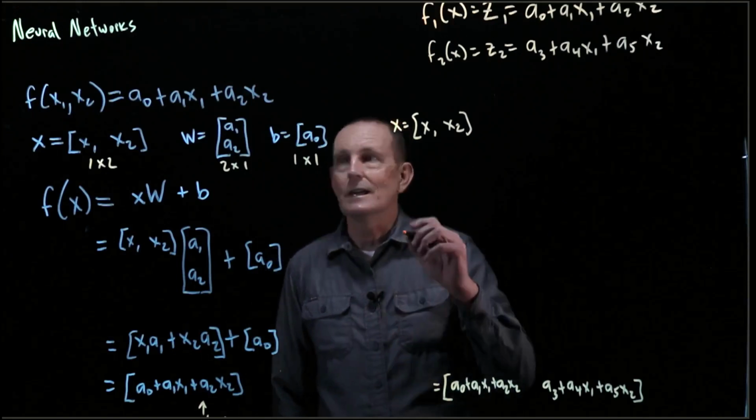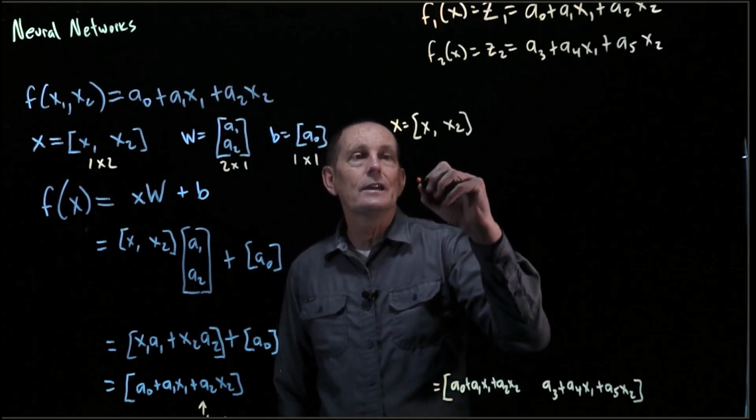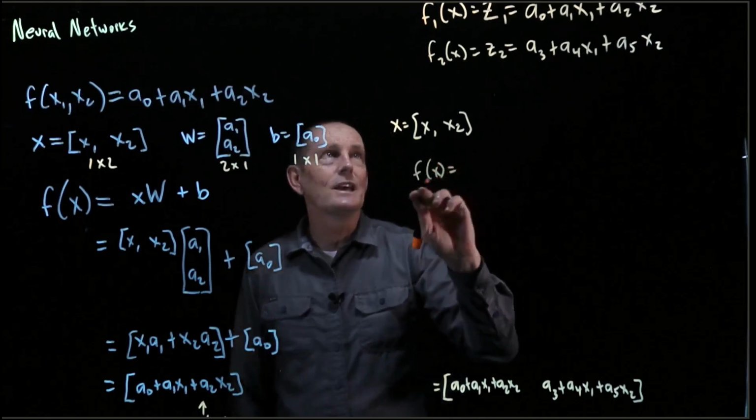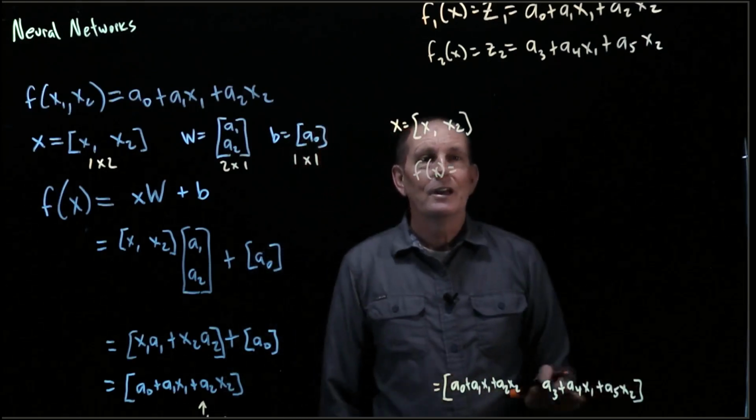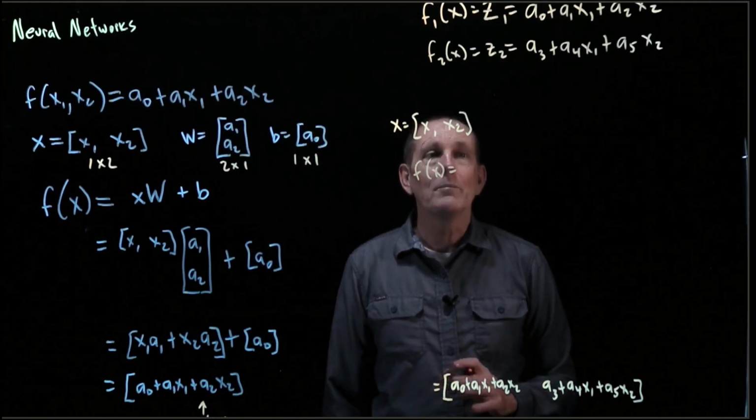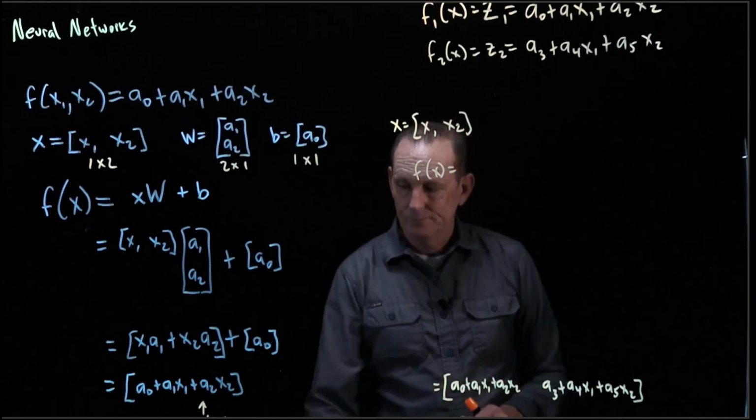Our x is going to look like this. We're still going to go ahead and look at f of x. But we're going to say f of x is now a vector, right? A 1 by 2 vector.